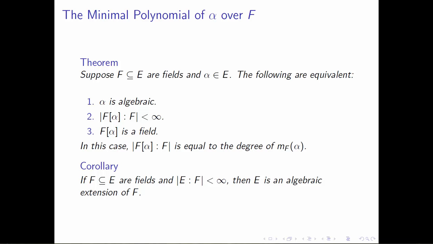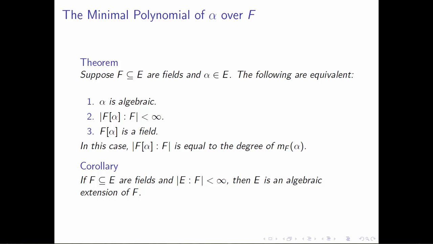So let's take a look at what the theorem says. Suppose that F and E are both fields, F is contained in E, and that alpha happens to be an element of E. Then the following statements are equivalent to one another. The first is that alpha is algebraic, something that we've been quite concerned with. The second is that the degree of the extension F adjoined alpha over F is finite. And last, the statement is F adjoined alpha is a field.